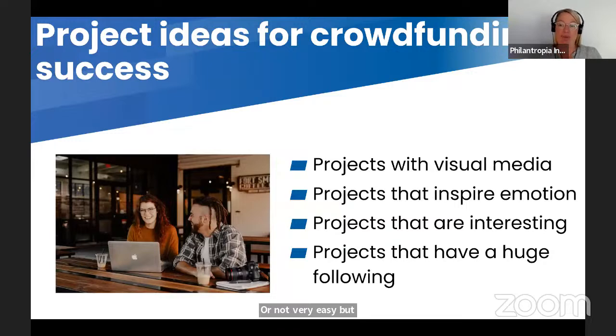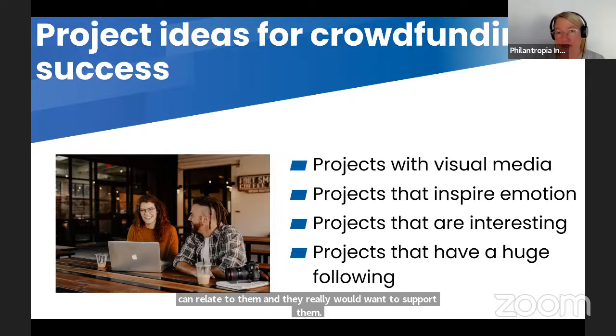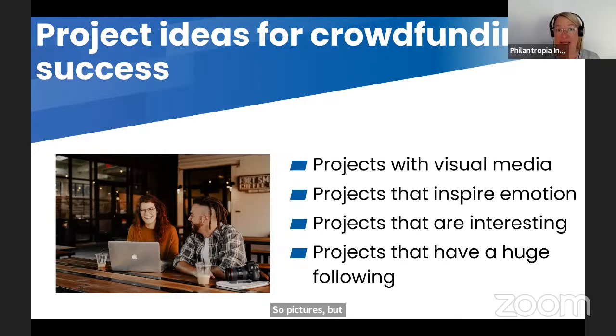So if you have visual media, if you can show people in your pictures, that is always a plus, because people relate to people. If they see pictures of other people, then yeah, they will feel closer to them. They will feel like they can relate to them, and they really would want to support them. So pictures, but also if you can videos, that is always a great way to inspire emotion and yeah, to connect. Then again, projects that inspire emotion, not only through visual media, but also through their text, through their mission, vision, etc.